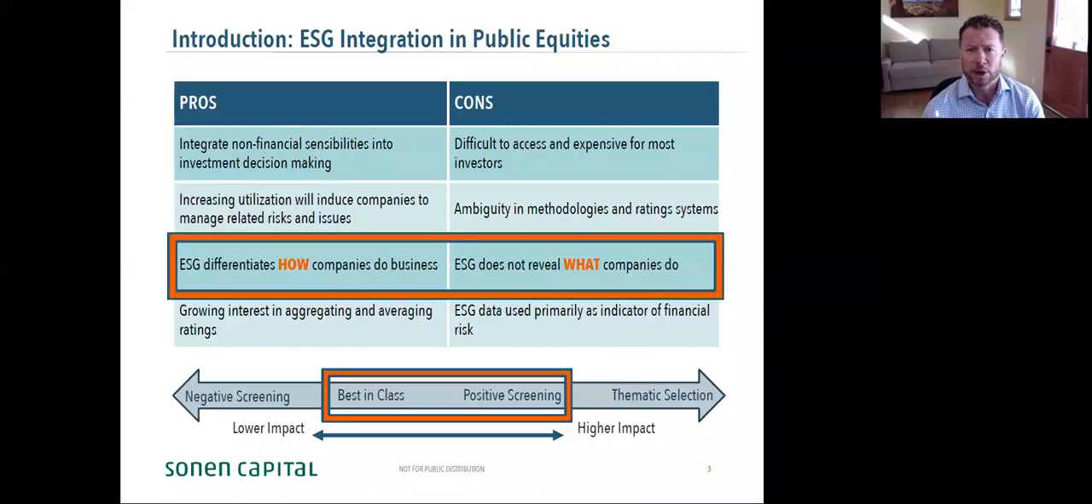And in the red box in the middle, I think is the most salient point, which is that ESG and incorporating non-financial variables into investment decision-making really helps you understand how companies conduct themselves and how they're doing their business. That's very much different than what companies do. And I think as an investor, you can pick which one of those you like, and you can place some more primacy on the one that you think is best.